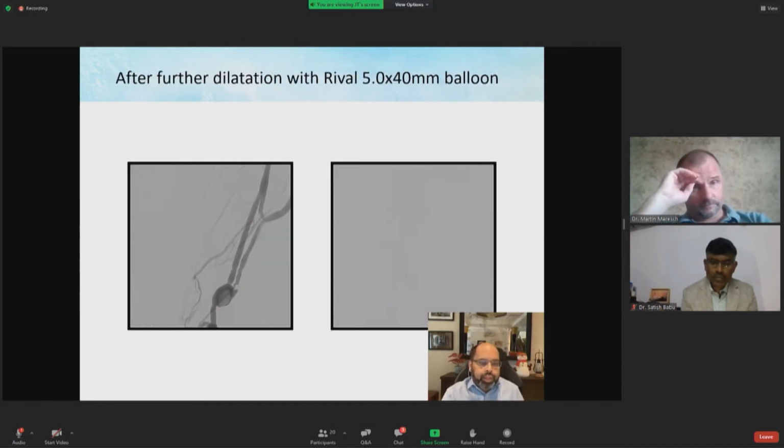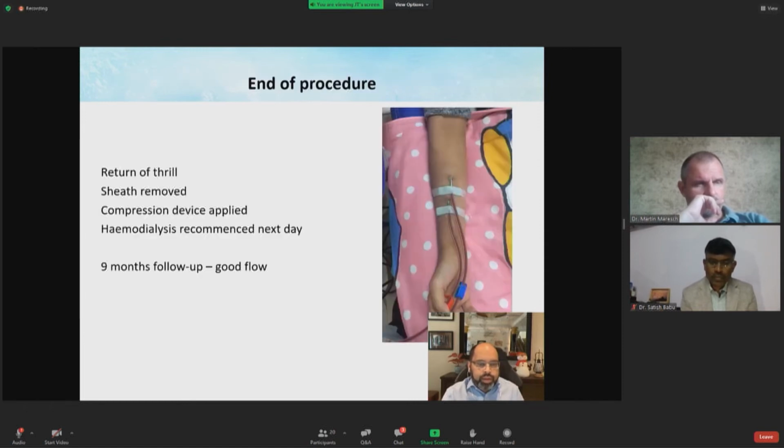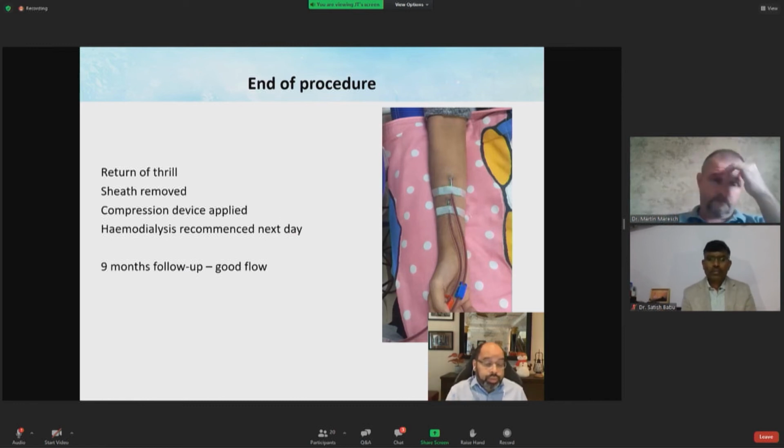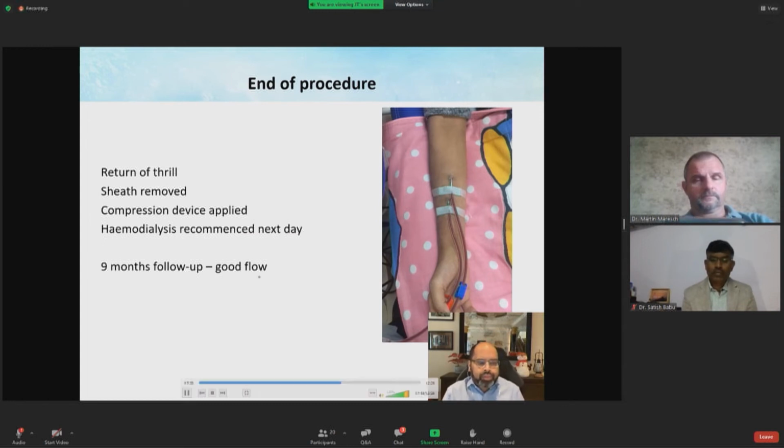We did further dilatation with a 5 millimeter balloon, and the venous limb looked a lot better, and that was the final result. So at the end of the procedure, we had an excellent thrill back in the fistula. The sheath was removed. We deployed a compression device. We find the Nichiban Skep-T to be the most suitable device in this situation rather than a TR band.